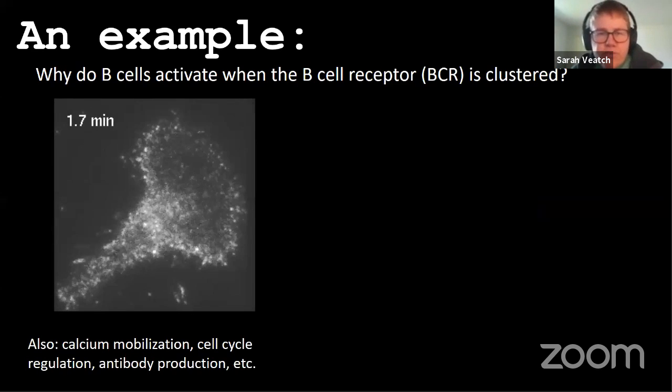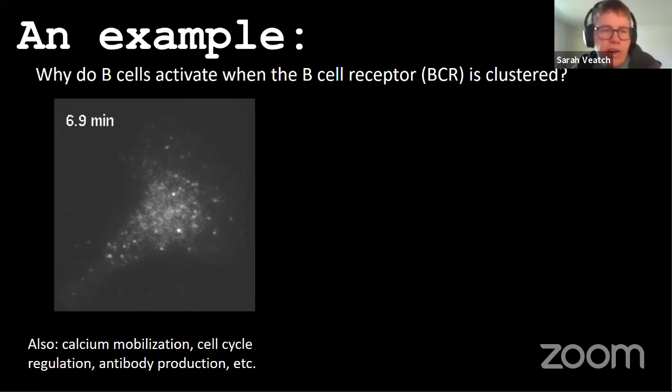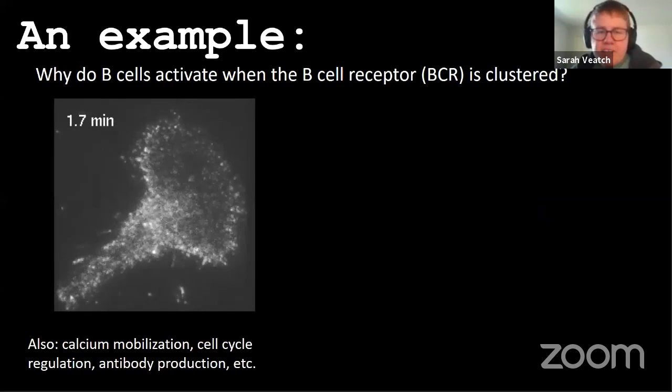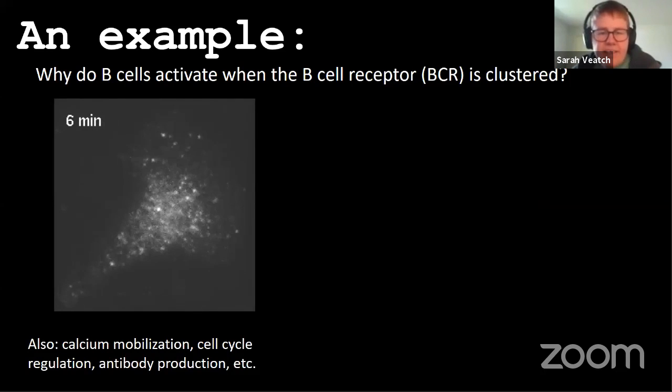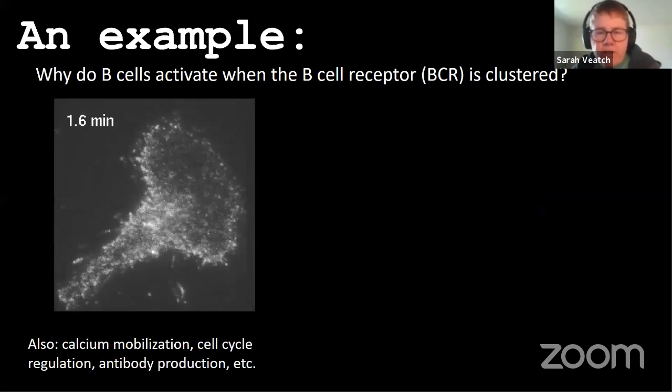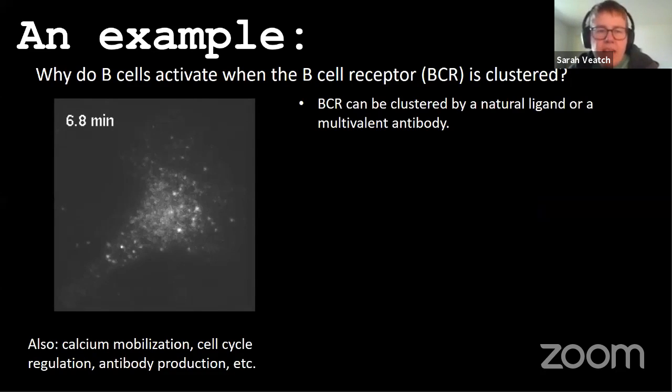Not only do these receptors cluster, but all sorts of other cellular events happen. Calcium levels rise in the cytoplasm. Lots of proteins change their activities and get phosphorylated and modified. And then there are downstream events that impact things like cell cycle, cell differentiation, and antibody production.